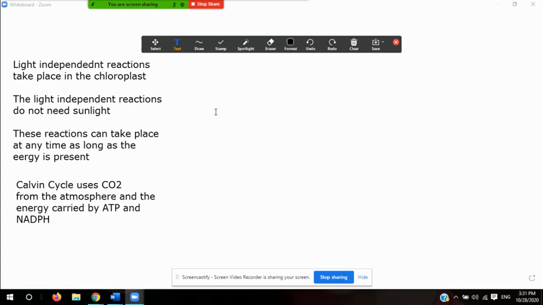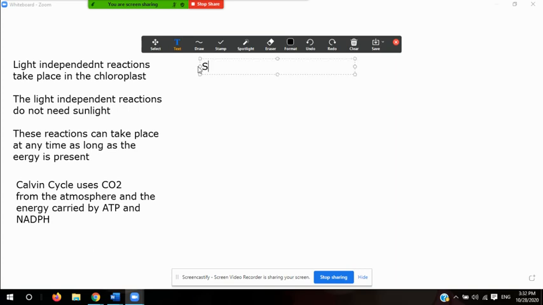When we inhale, we breathe in oxygen, and we exhale carbon dioxide. So it's very important to understand that carbon dioxide is extremely important in order to undergo the light independent reactions. And let's talk about some of the steps in the light independent reaction.